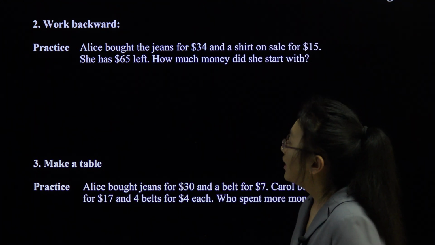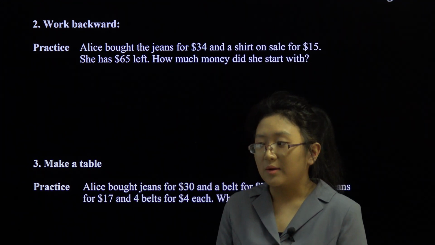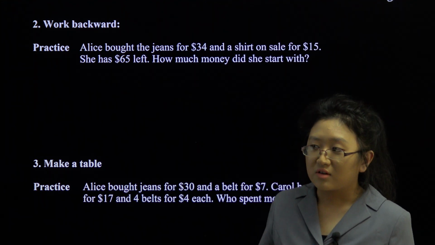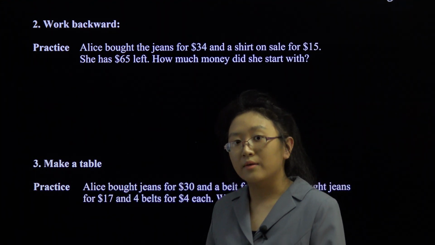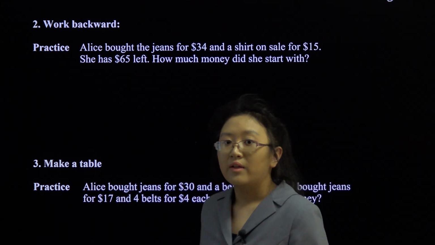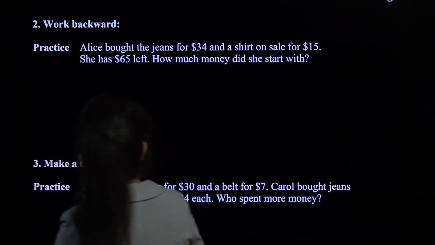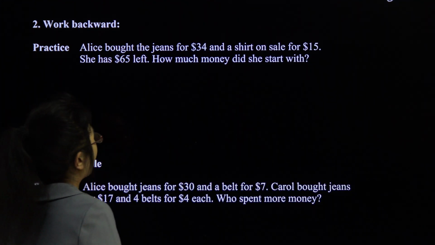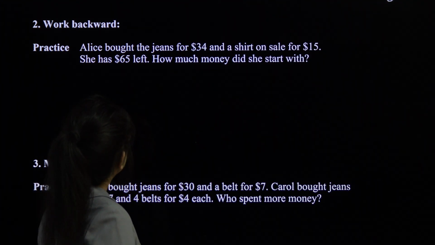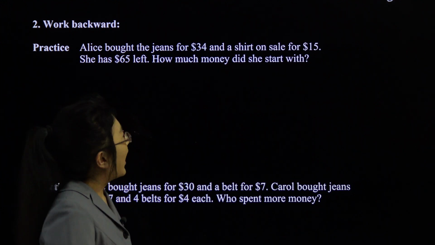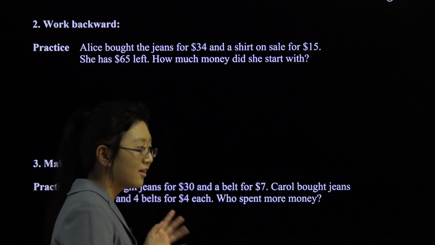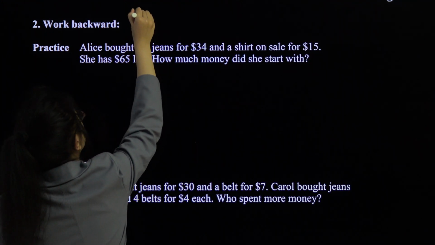Work backward. Some questions you have to work backwards for. That's the only way to solve that question. If they give you information right now and ask you for something in the past, then you usually have to work backwards. For example, Alice bought the jeans for $34 and a shirt on sale for $15. She has $65 left. How much money did she start with? So you're asking for something in the past. That's when you have to work backwards.